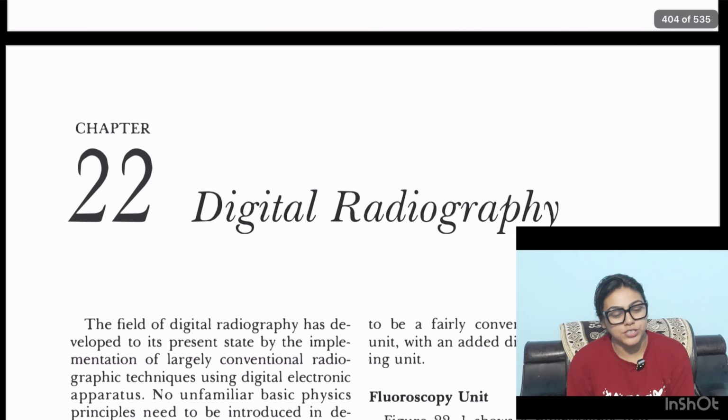Hi everyone, today we will be starting a new chapter, a new topic that is digital radiography. So we will start with this topic and we will understand one by one what exactly digital radiography is. This field, digital radiography, has been developed to its present state. What is that present state?